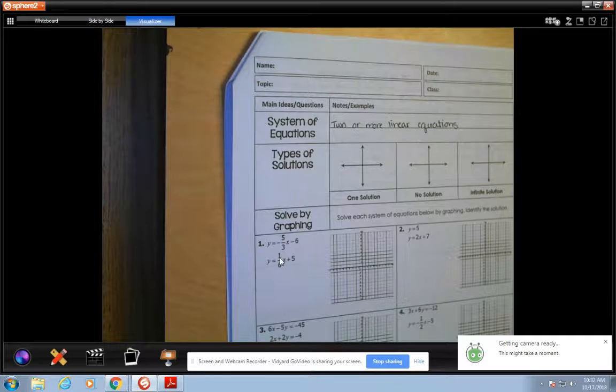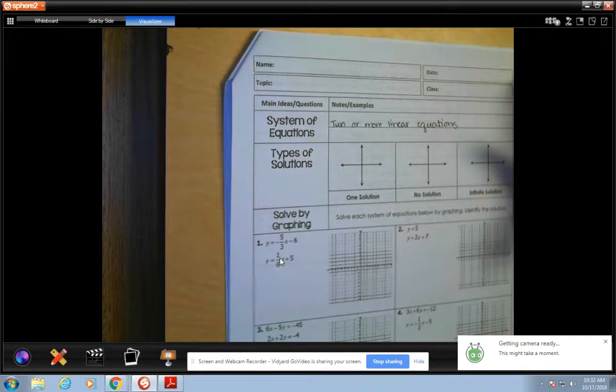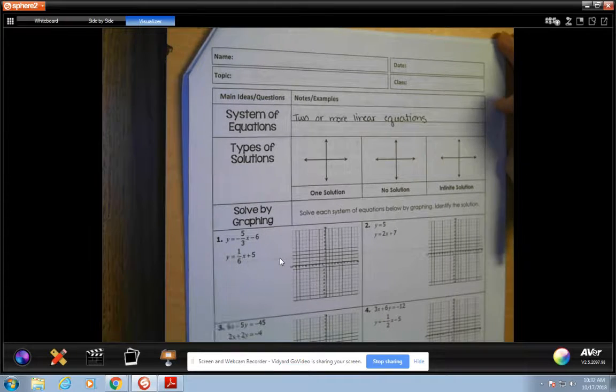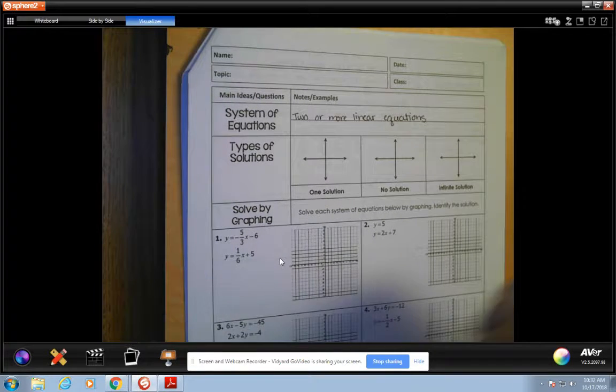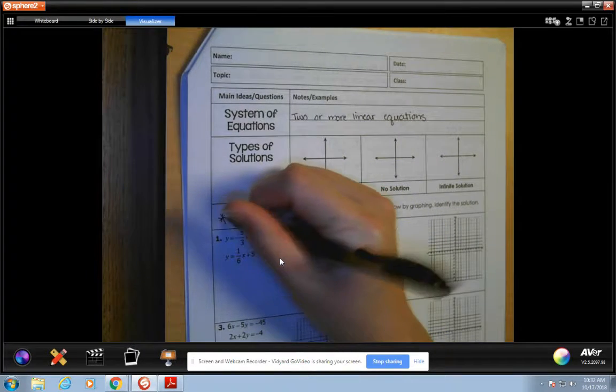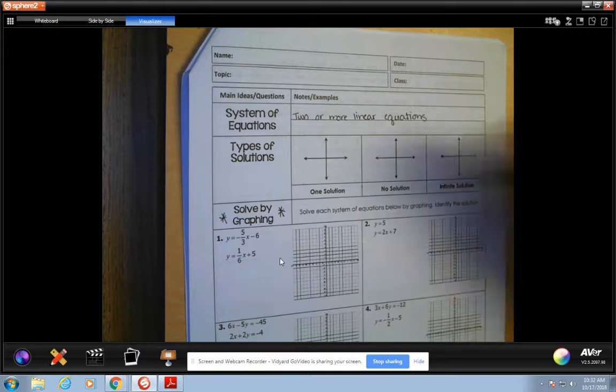All right, guys, today what we're going to do is solve systems of equations. This is something you have done before. Today we're going to just solve by graphing. There are 3 different ways to solve these, and today we're going to do it by graphing.